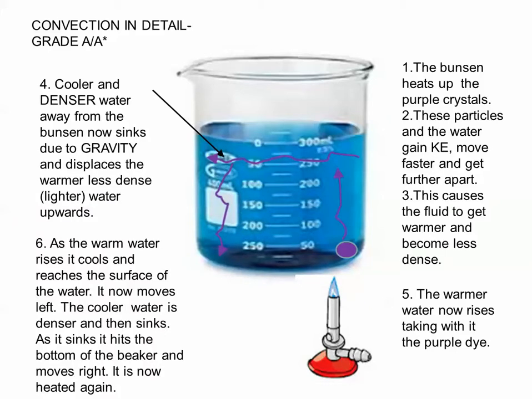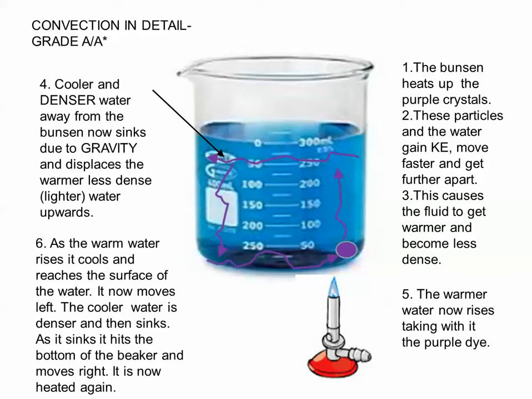When it reaches the bottom of the beaker, again it has nowhere else to go, and it goes back towards the Bunsen to replace the less dense warmer water. So it moves off to the right, pushing the warmer water up. That we call a circulation. That is the convection current in detail.